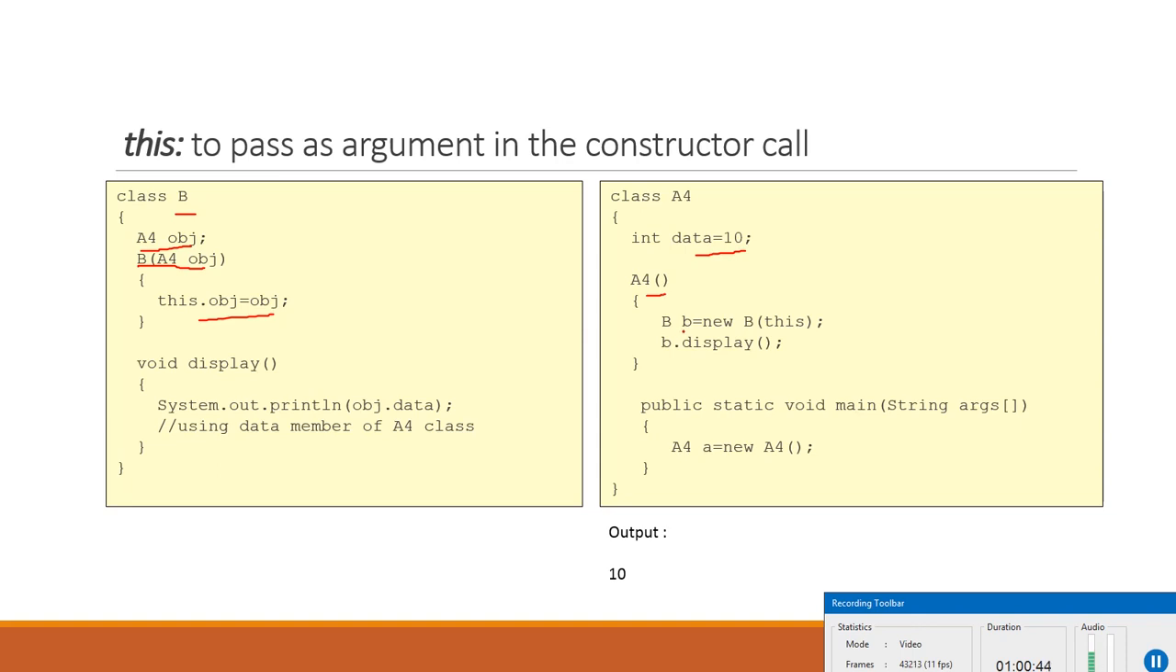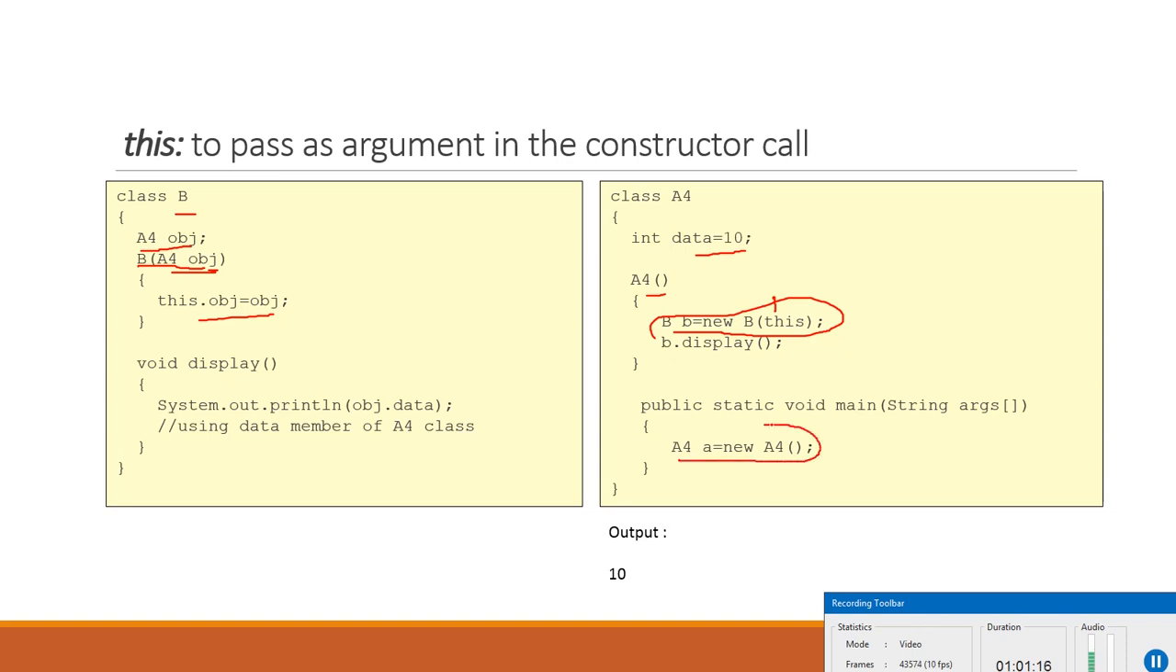Now if you see over here in the constructor call, new B(this), what it is doing is replacing the argument in the constructor call. Here we have made an object of the class B, and since the class B has a parameterized constructor, instead of passing something over here, we have passed this, and then we have called the display method. So how will the output be?